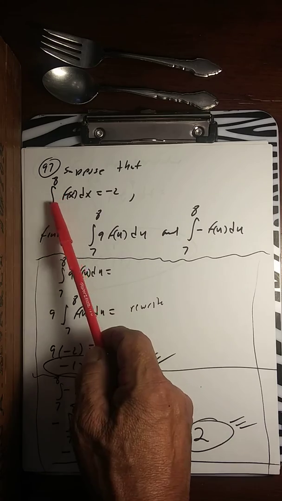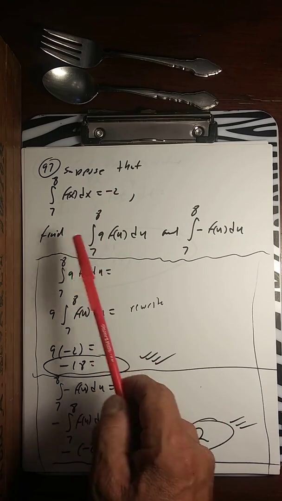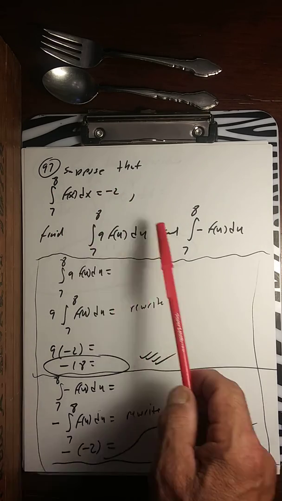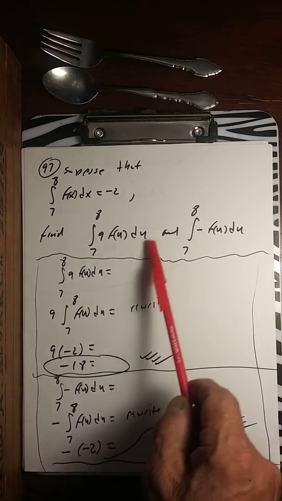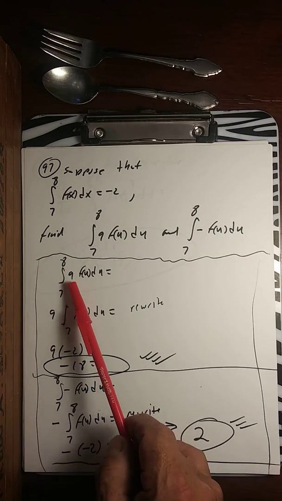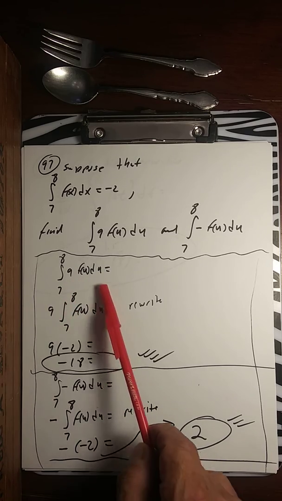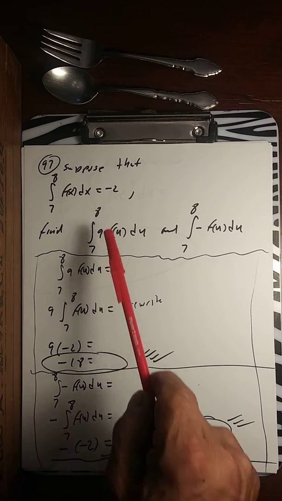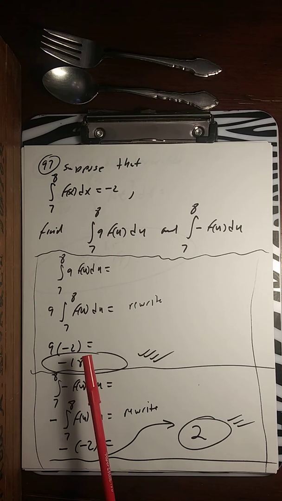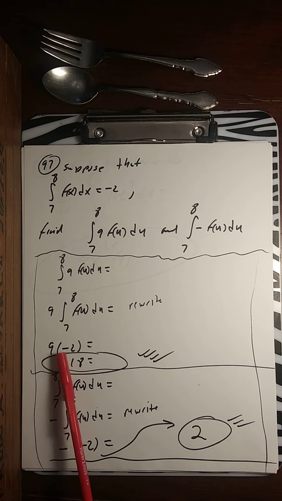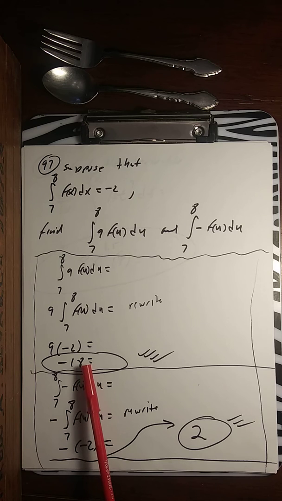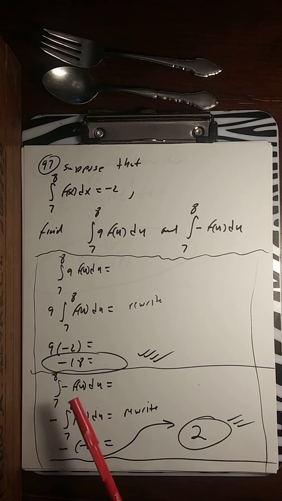Suppose the integral of this is negative 2. Find this one and find this one. Let's do this one first. So then you go from 7 to 8 of 9 f of u du. Take the 9 out. Now, what is this right here? We know it's going to be negative 2. 9 times negative 2 is negative 18. Got it.